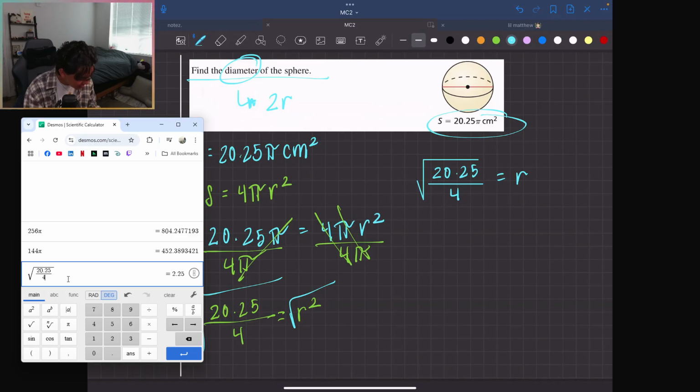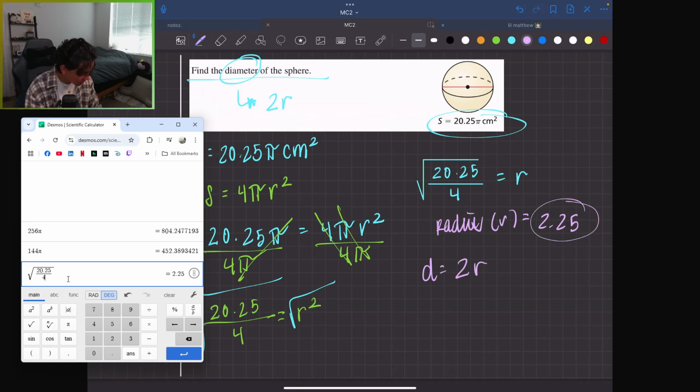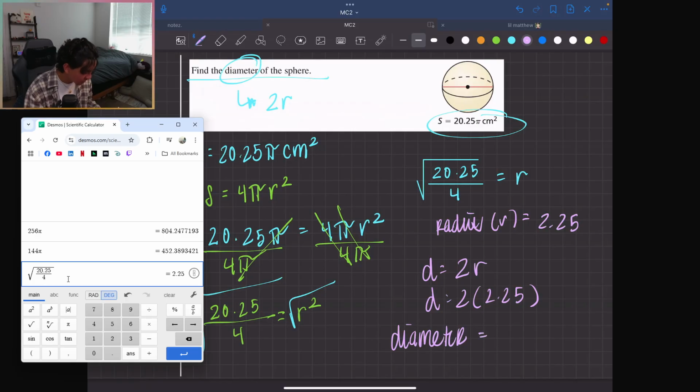So if the radius r equals 2.25, then what is the diameter over here? Remember, the diameter is 2 times the radius. So if the diameter is 2 times r, we know what the radius is. 2 times 2.25. So the diameter here is whatever 2 times 2.25 is, which is going to be 4.5. What is the measurement here?